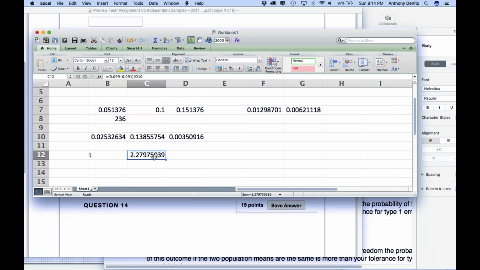I got the correct standard deviation pool and correct standard error, but when plugging the standard error into the T formula, I got 2.35, which Blackboard shows is wrong. Let me just read that. So you agree with me on the standard error, but when plugging it into the T formula, you got 2.35 instead of this. In other words, you got the same value, D10, you got 0.0035.